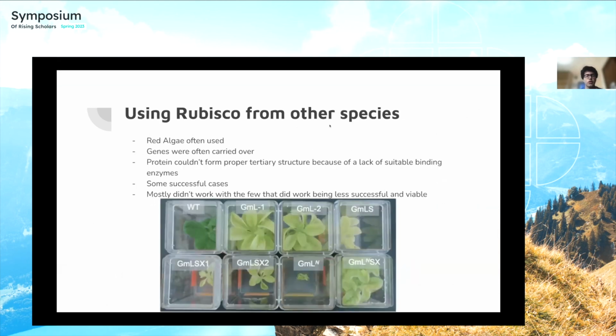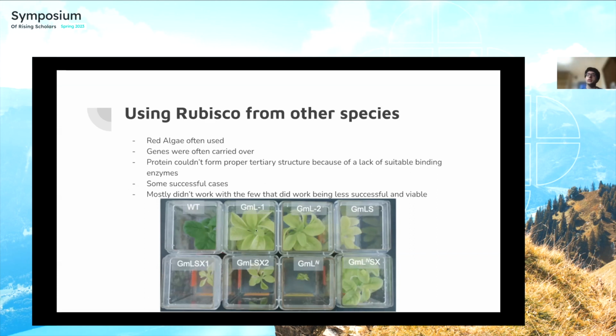Okay. So then we looked at using Rubisco from other species, which might be more efficient and already evolved for better photosynthesis. For this, we found that red algae is often used because Rubisco from red algae is often a lot more selective, almost 2 times more selective in some cases, and is also a lot faster than plant Rubisco. So to do this, we carried the genes from the red algae and knocked them in place of the RBCL gene in Rubisco in the plants.